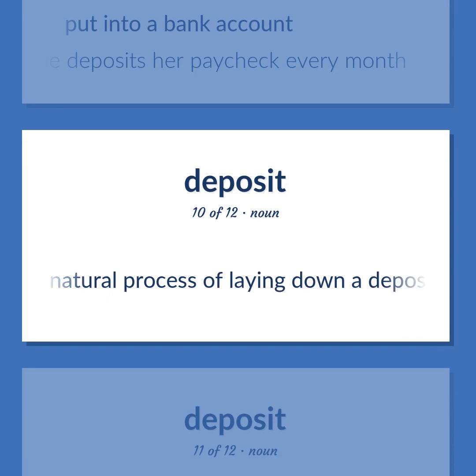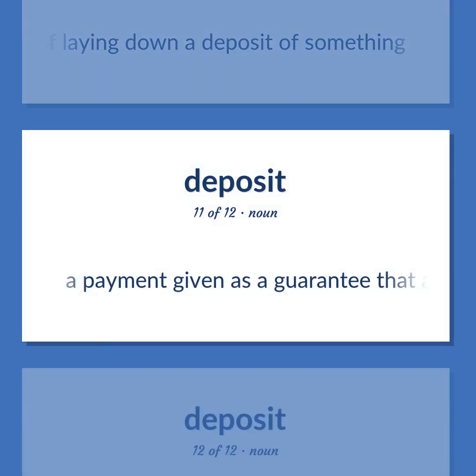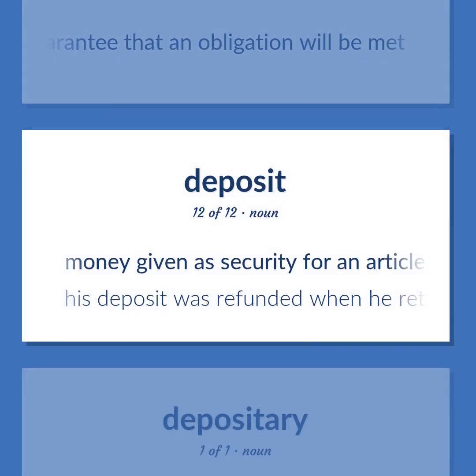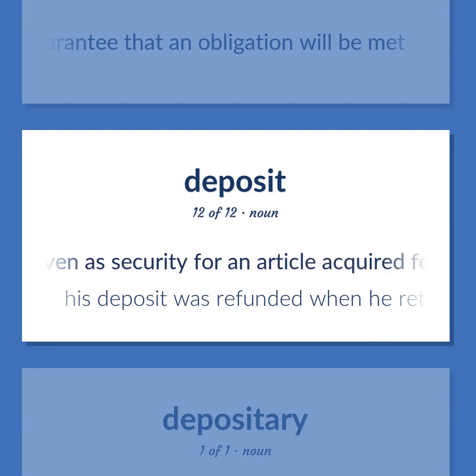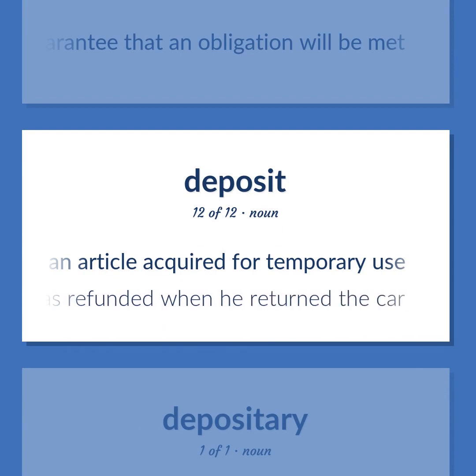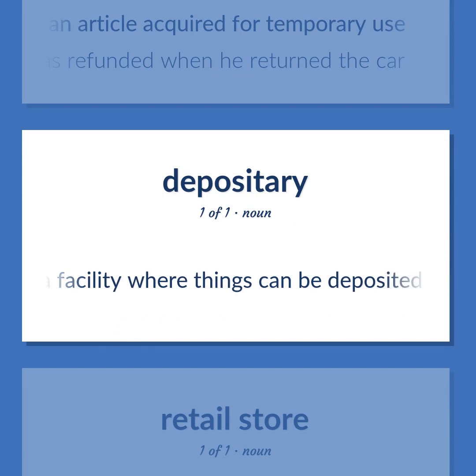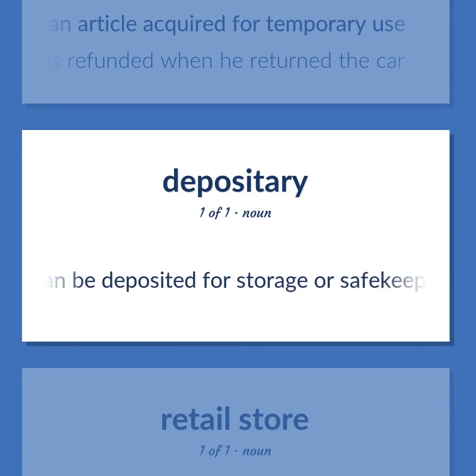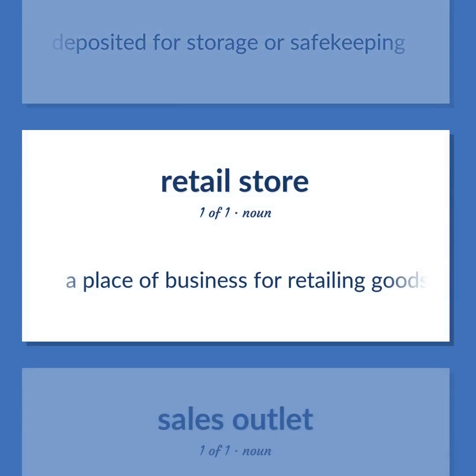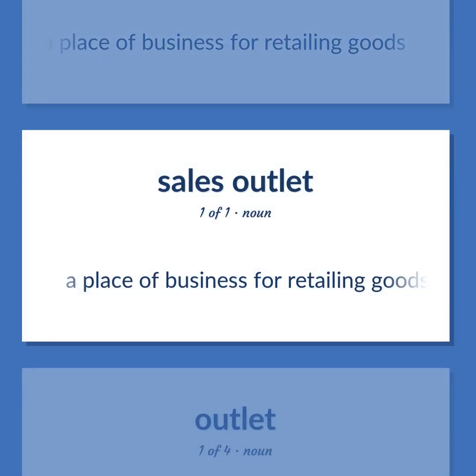The natural process of laying down a deposit of something. A payment given as a guarantee that an obligation will be met. Money given as security for an article acquired for temporary use. His deposit was refunded when he returned the car. A facility where things can be deposited for storage or safekeeping. A place of business for retailing goods.